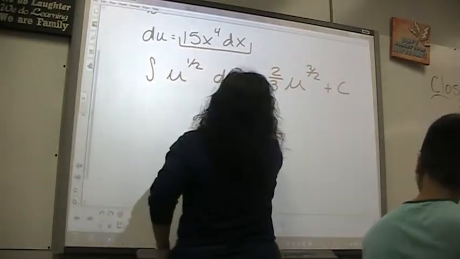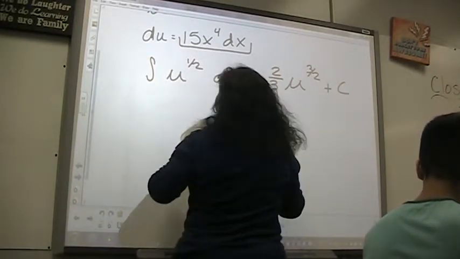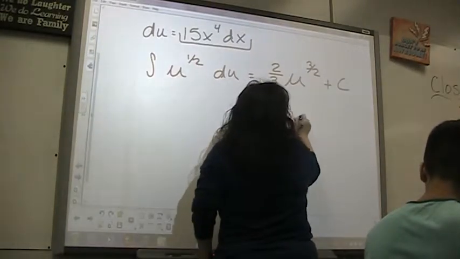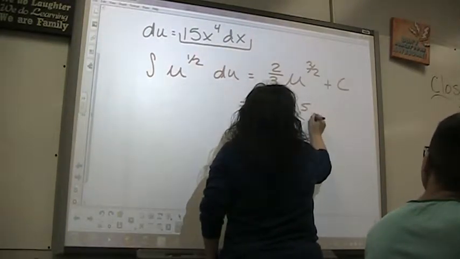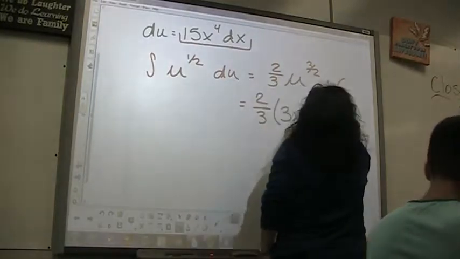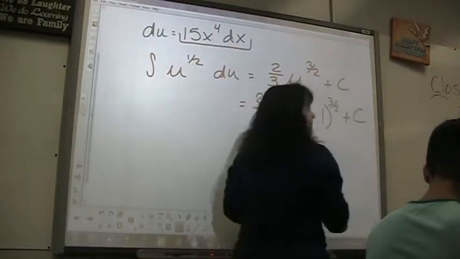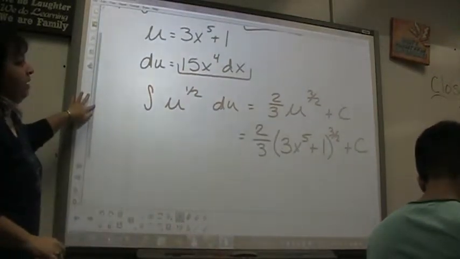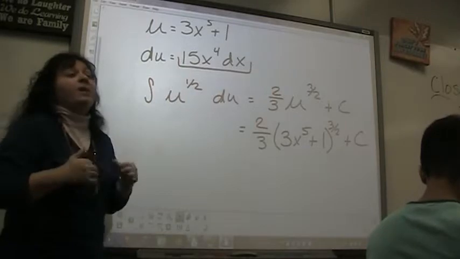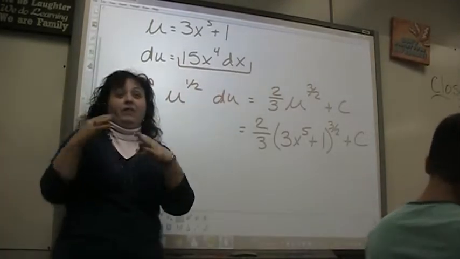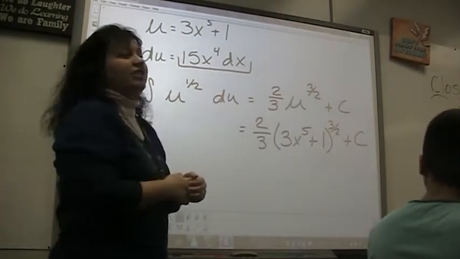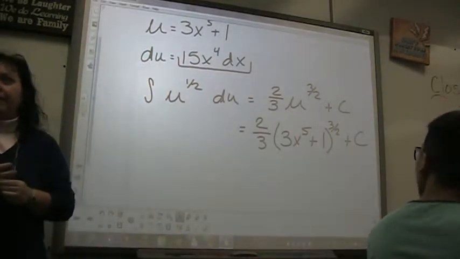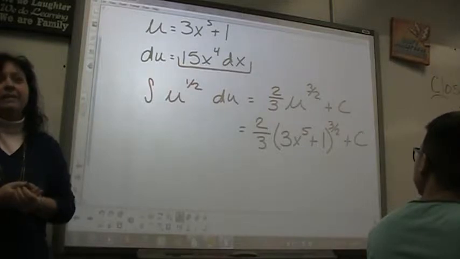Now, what was my U? 3x plus 1. Now I want to replace U with what it originally equaled, so we get (3x + 1) to the 3/2 plus C. Okay? Because remember, I can take an antiderivative of an exponent. It's the messy stuff inside that was keeping me down. Is that it? Yeah, that was it.